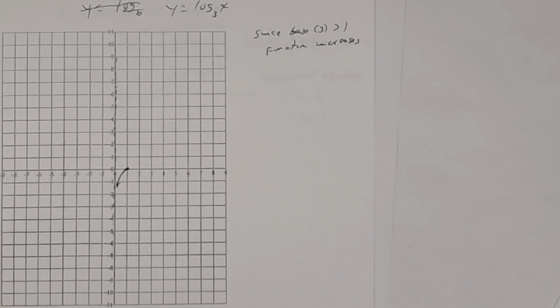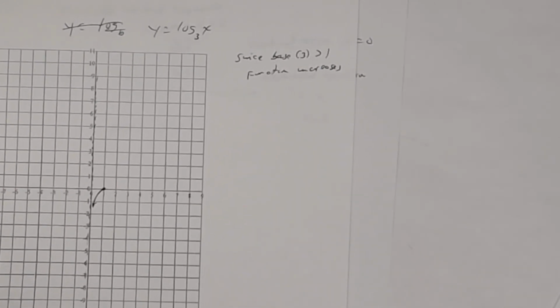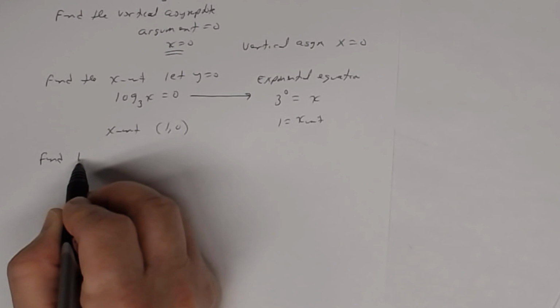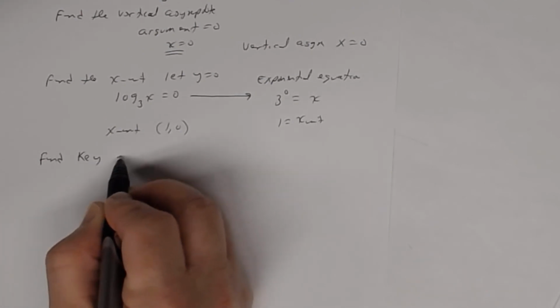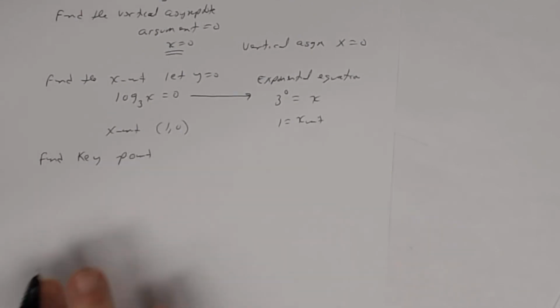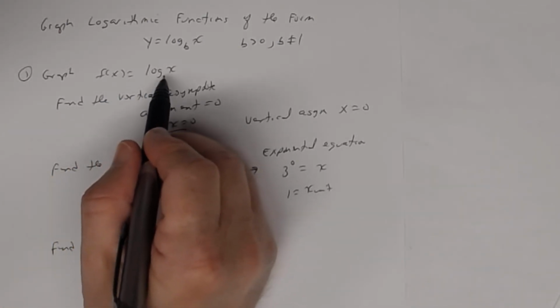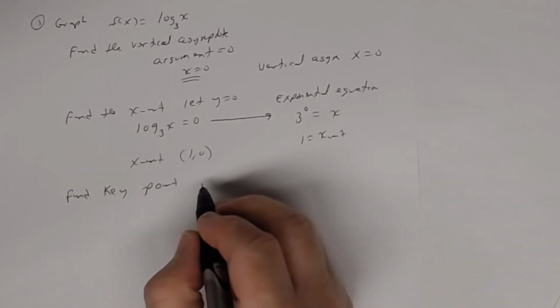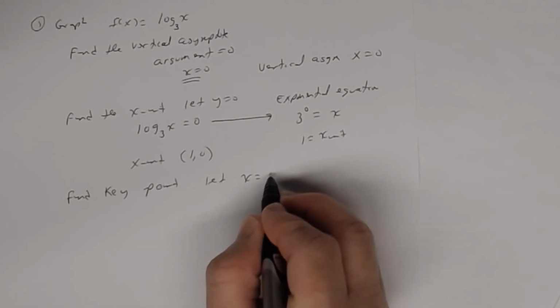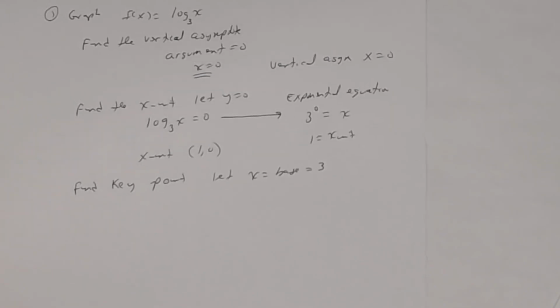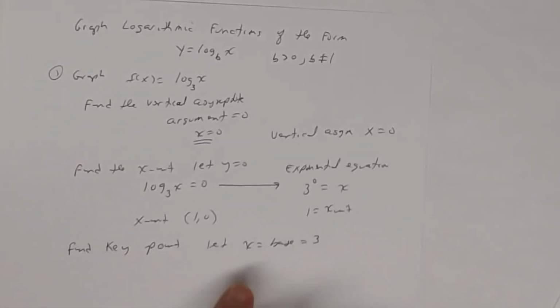And that brings us back to a lesson we learned previously, and that's this. So to find a key point, here's what I would do. You see the base is 3, right? The base is 3. So what I would do is I would let x equal the base, which is 3. And so let x be the base, which is 3, and then find y.